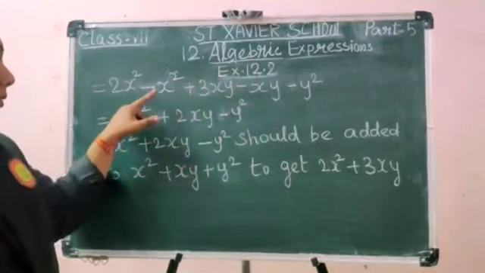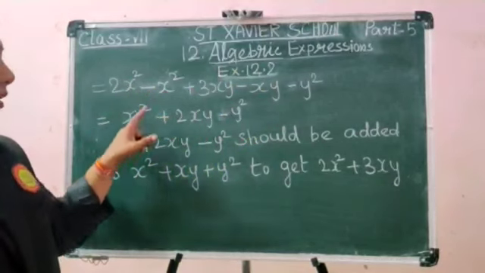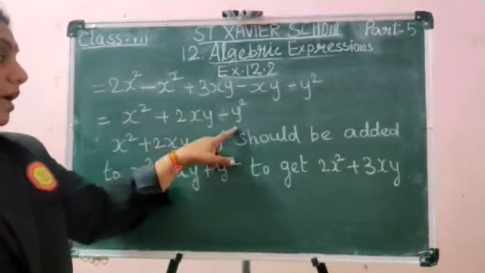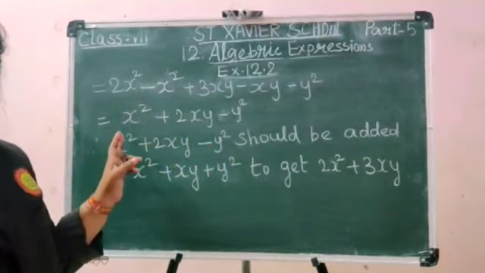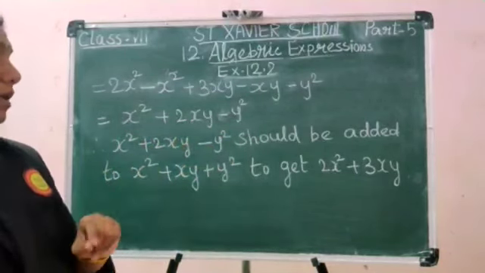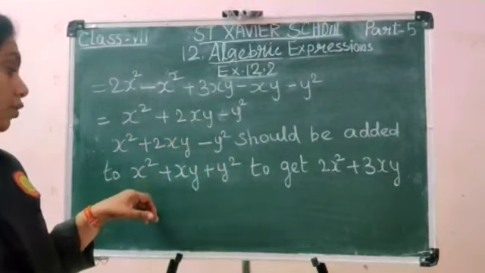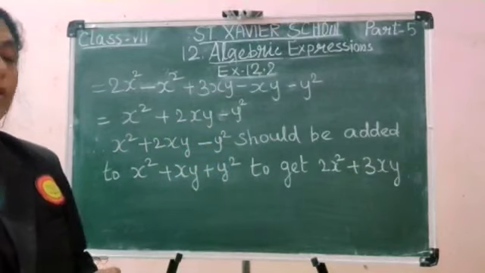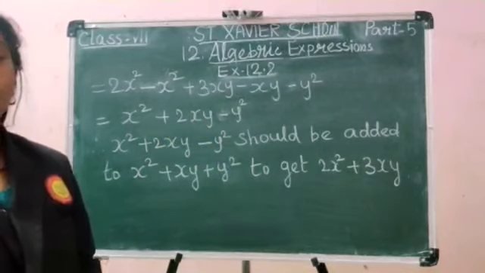So now 2x squared minus x squared will become x squared, plus 3xy minus xy will become 2xy, then minus y squared. So therefore, x squared plus 2xy minus y squared should be added to x squared plus xy plus y squared to get 2x squared plus 3xy.